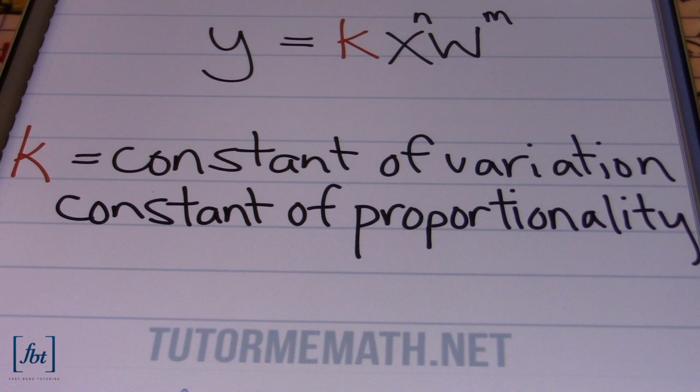And speaking of which, it's this constant k that we'll be calling our constant of variation or our constant of proportionality. It all depends on your reference, your author, your textbook, your teacher. You get my point. All right, so let's see about some problems.